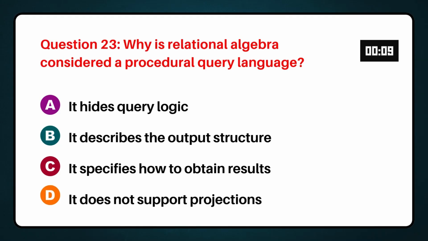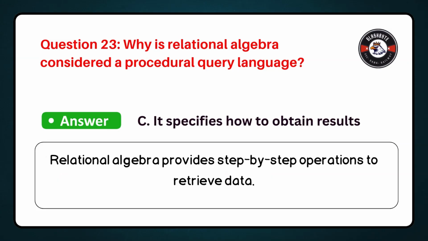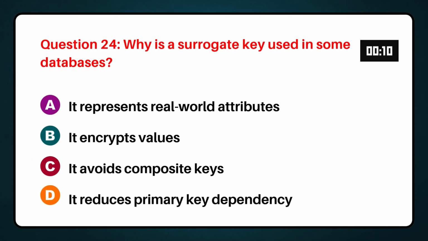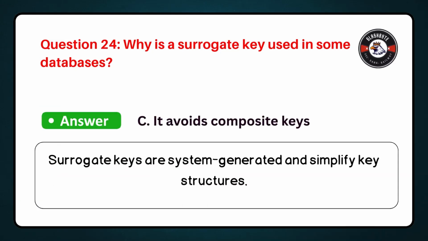Question 23. Why is relational algebra considered a procedural query language? Correct answer, C. It specifies how to obtain results. Question 24. Why is a surrogate key used in some databases? Correct answer, C. It avoids composite keys.